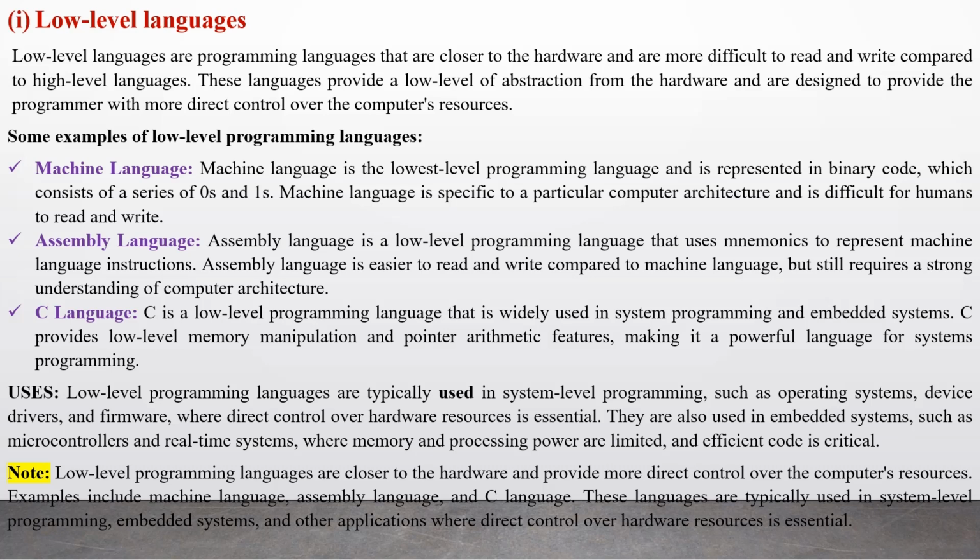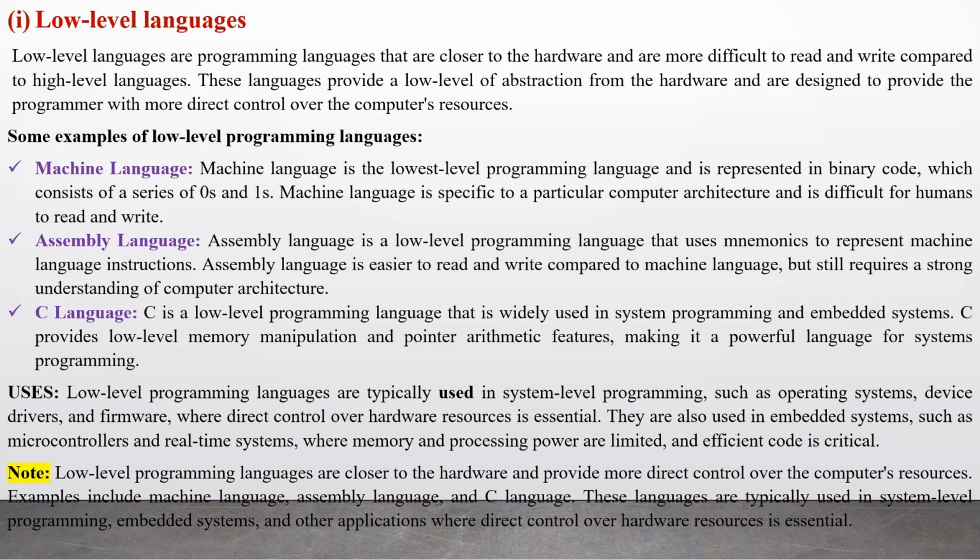Assembly language is a low-level programming language that uses mnemonics to represent machine language instructions. Assembly language is easier to read and write compared to machine language, but still requires a strong understanding of computer architecture. Next is the C language. C is a low-level programming language that is widely used in system programming and embedded systems. C provides low-level memory manipulation and pointer arithmetic features, making it a powerful language for systems programming.